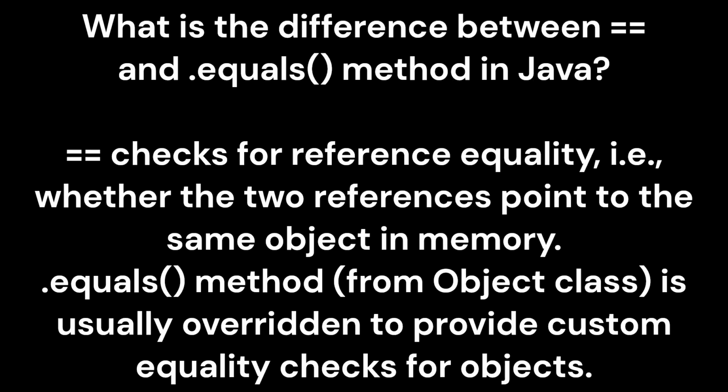What is the difference between == and the .equals() method in Java? == checks for reference equality, i.e., whether the two references point to the same object in memory. The .equals() method from the Object class is usually overridden to provide custom equality checks for objects.